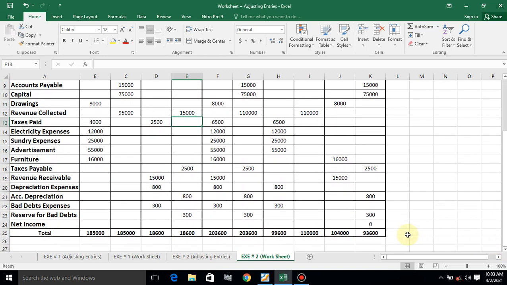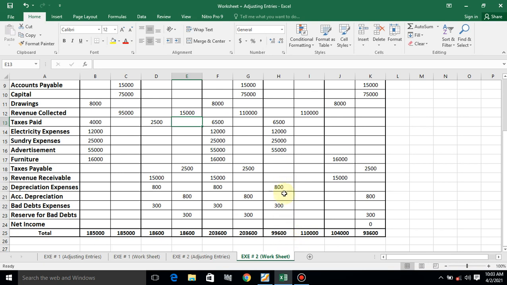Then depreciation expense is an income statement item, we have mentioned it on the debit side. Then accumulated depreciation is a balance sheet item, that's why we have skipped it. Bad debt expense is an income statement item, so we have written it here on the debit side. And then reserve for bad debts is a balance sheet item, that's why we have skipped it. Now you can see the total values.